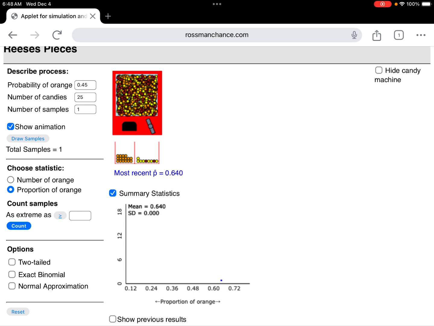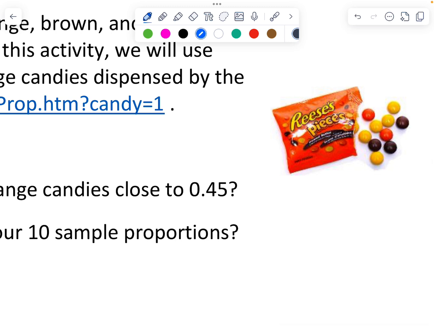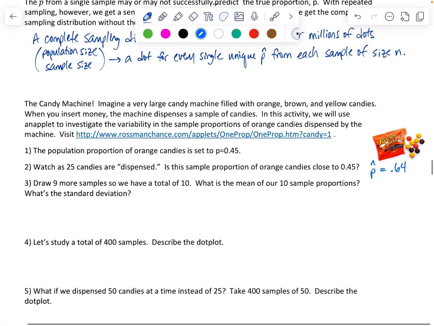64% of the Reese's Pieces were orange. Do you see how there's a dot on the dot plot down here also by 64%? Okay, so we got 64% my very first spin. Maybe if you did it, you got something different, but I'm going to write down my p hat was 0.64. You might have gotten a different one, and that's fine, doesn't matter.